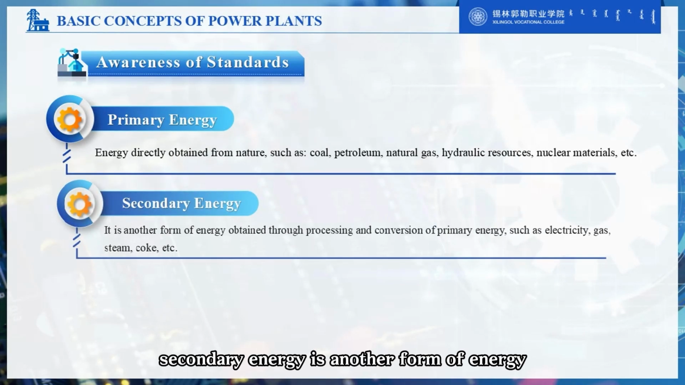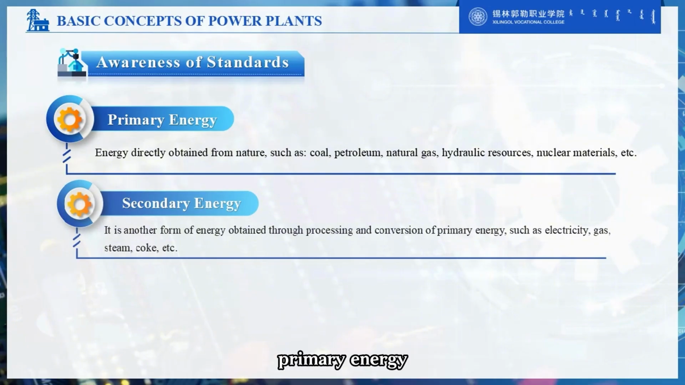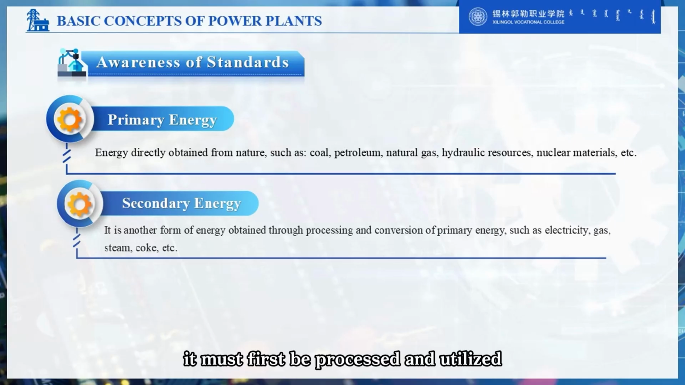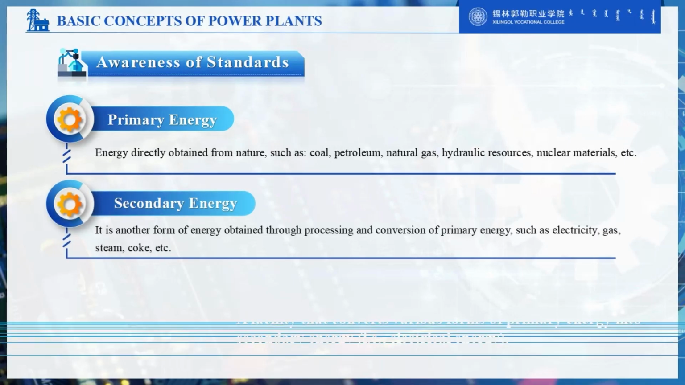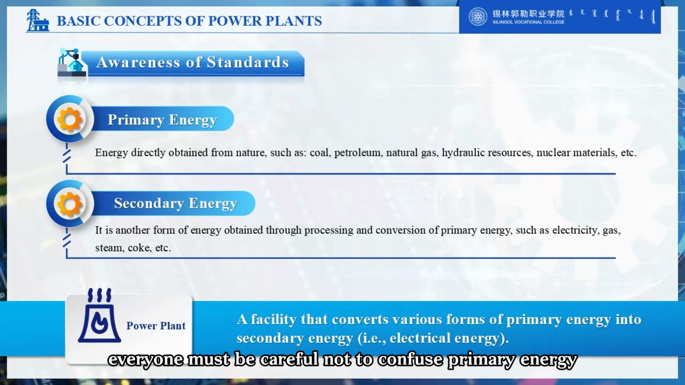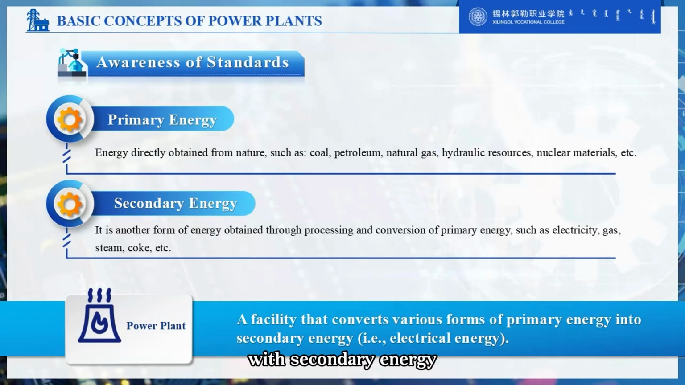Secondary energy is another form of energy obtained by processing and converting primary energy. Examples include electricity, gas, steam, and coke. It must first be processed and utilized, then converted and transported. A power plant is a facility that converts various forms of primary energy into secondary energy. Everyone must be careful not to confuse primary energy with secondary energy.